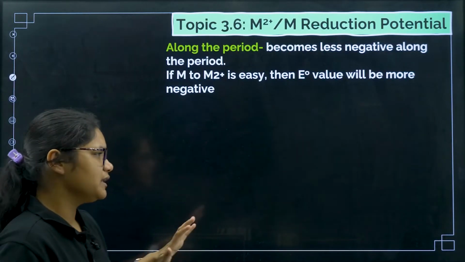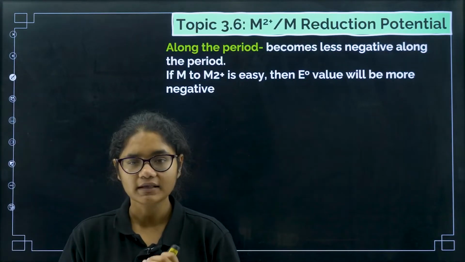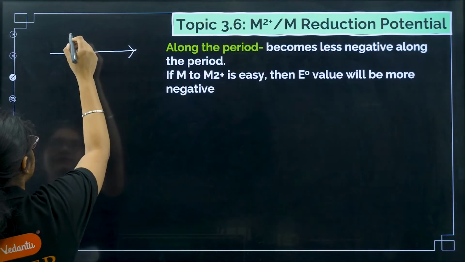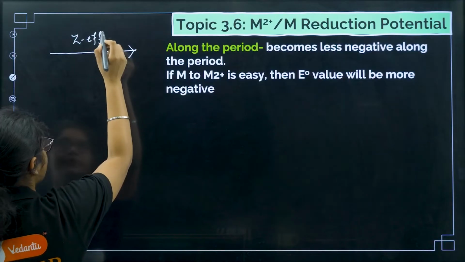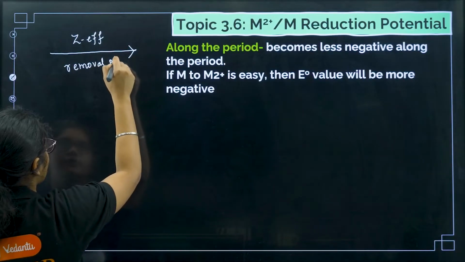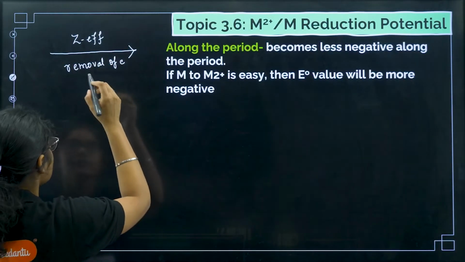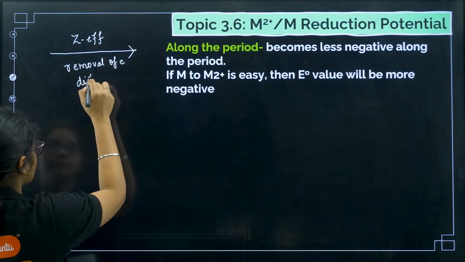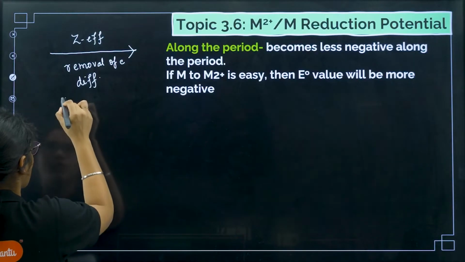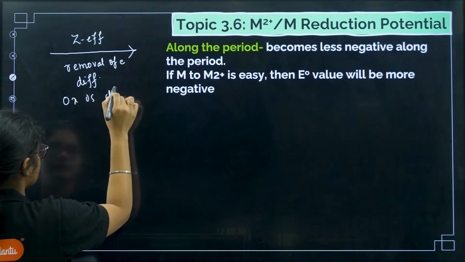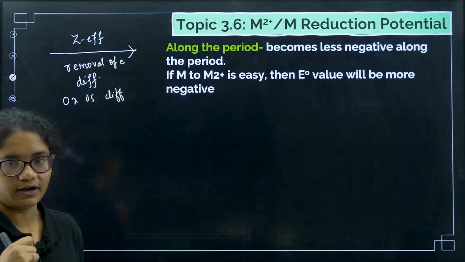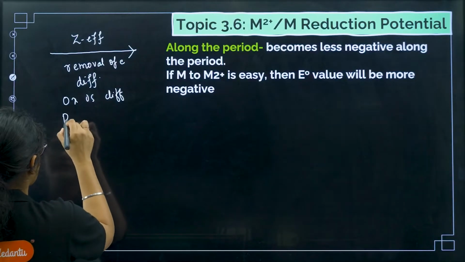Here it is very important to understand that as we move along a period, Z effective increases. So I can say that removal of electron will be difficult. That means we can say that oxidation is difficult, because oxidation is loss of electron. So along the period oxidation is difficult. That means I can say that reduction is somewhat easy.